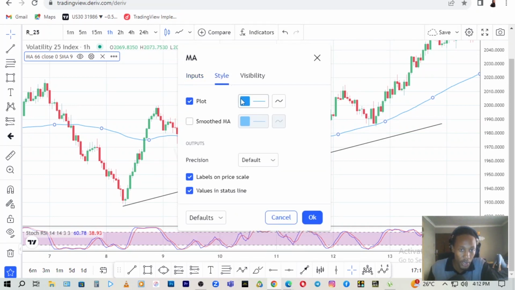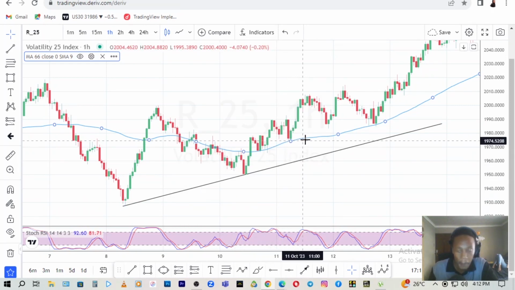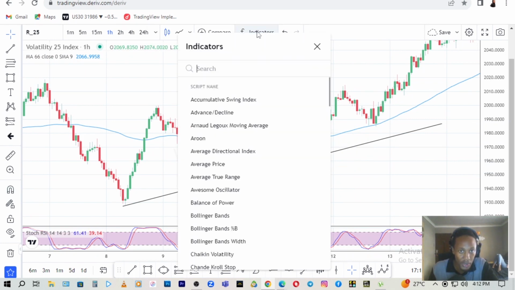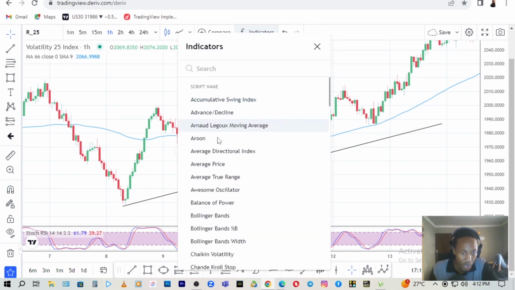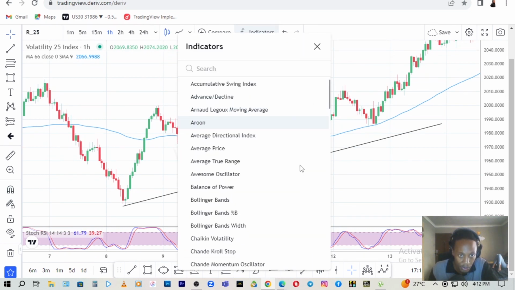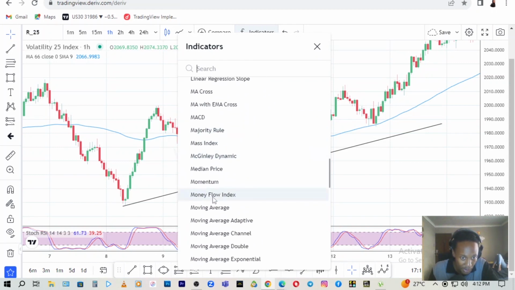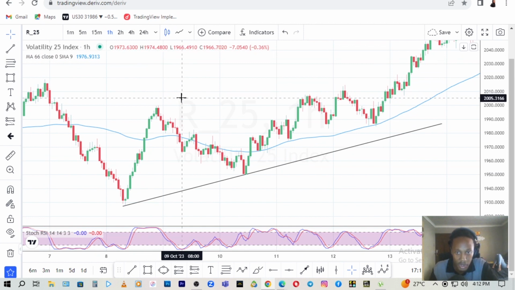I use the blue one. You can use red, you can use whatever color you feel comfortable with. So this is my moving average, right? You can get it by simply coming to this tab over here, rating indicators, then scroll down to M for moving averages, moving average over here. So I already have it, so I don't need to add another one.